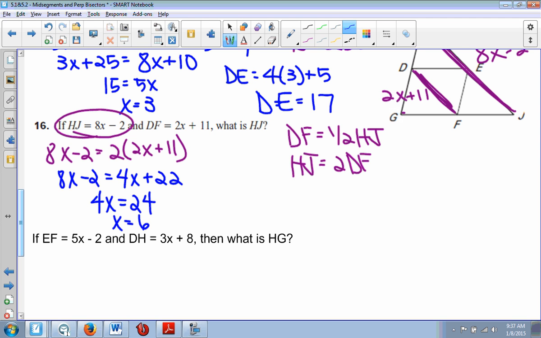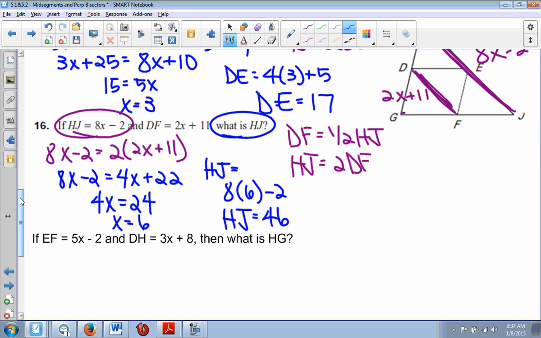Now again, notice the problem doesn't say to find x. It says what is HJ. So I'm going to plug the x value in for HJ, which is the entire side length, 8 times x minus 2. 8 times 6 gives me 48. Subtract 2 gives me 46.